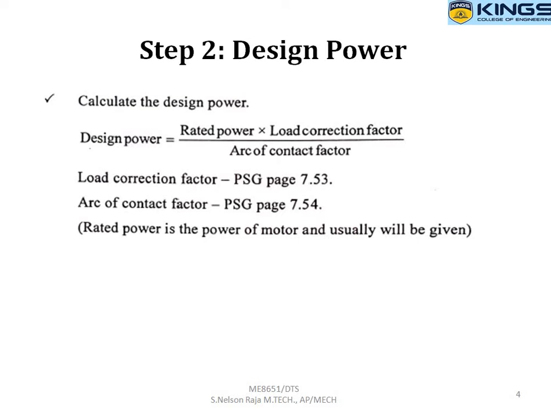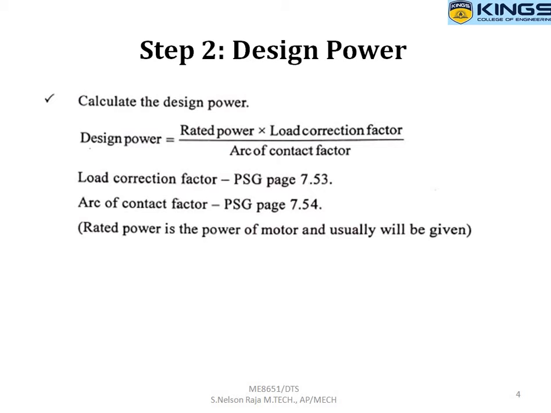Then step number two, design power. We have a formula for design power: design power is equal to rated power into load correction factor, the whole divided by arc of contact factor. The load correction factor is available in PSG page number 7.53 and the arc of contact factor is available in PSG page number 7.54. Usually the rated power is given in the question itself, so we never worry about that.